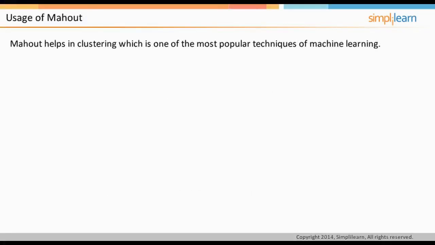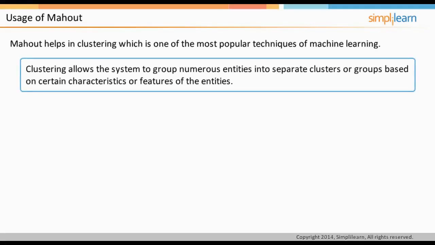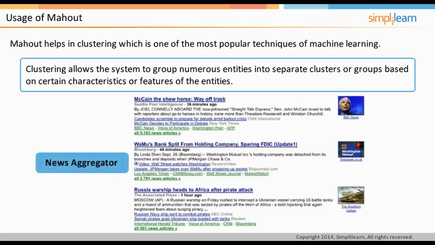Mahout helps in clustering, which is one of the most popular techniques of machine learning. Clustering allows the system to group numerous entities into separate clusters or groups based on certain characteristics or features of the entities. One of the best examples of clustering is seen in the Google News section. In the next screen, we will continue discussing the usage of Mahout.